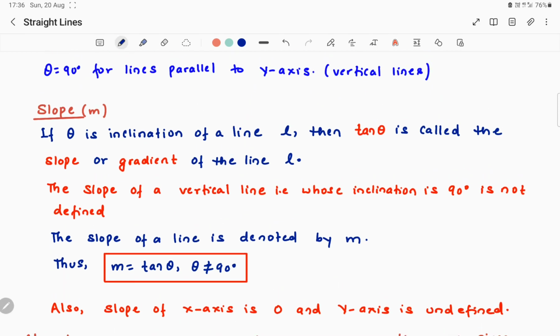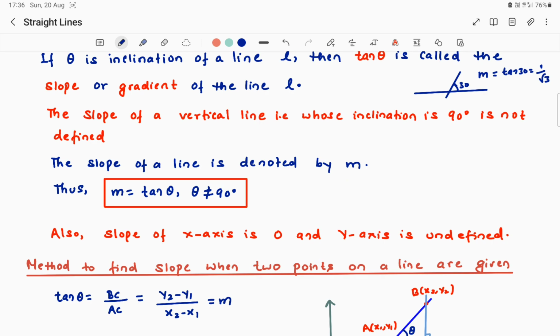Again, if we take the previous example, there is a line which makes 30 degree. If somebody asks what the slope is, slope is denoted by small m. So m is going to be how much? Tan 30, and tan 30 is how much? 1 by root 3. So we will say that the slope is 1 by root 3. Is it okay? And if we talk about the line which is horizontal, theta is 0, so the slope of a line parallel to x-axis, or horizontal, is going to be 0, whereas for vertical lines the slope is undefined.